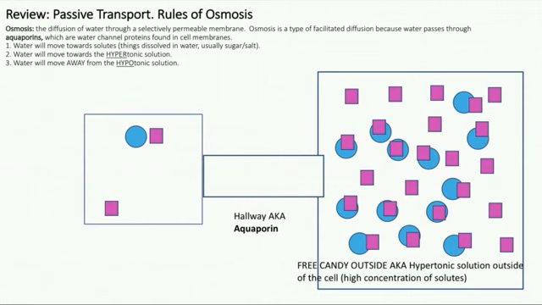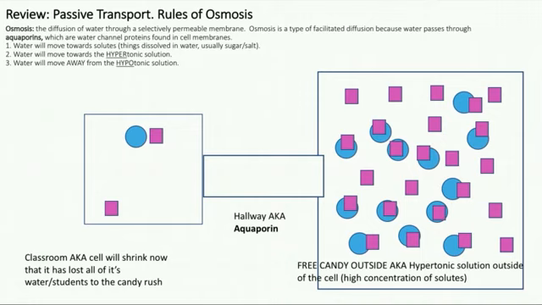my classroom size is going to shrink. Okay, so the classroom or the cell will shrink now that it's lost all of its water or students to the candy rush. Okay, so my classroom's going to shrink. All the free candy outside, my students are gone, water molecules are gone. Okay, cell has shrunk.